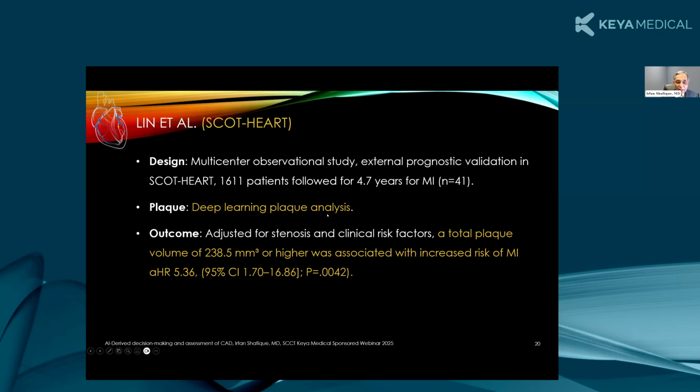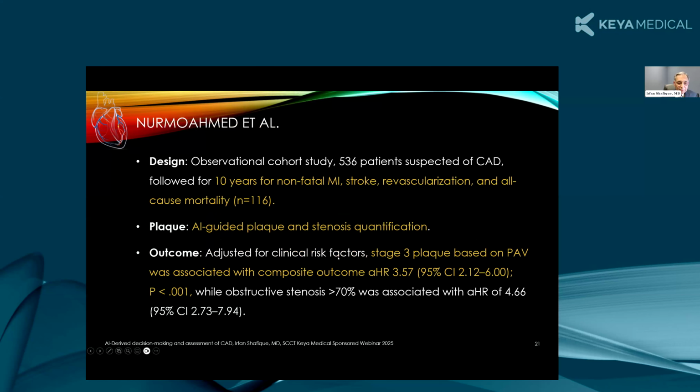The SCOT-HEART 2 study with deep learning plaque analysis showed that after you adjust for all the other factors, a total plaque volume of 238.5 cubic millimeters or higher was associated with increased risk of MI in these patients. Again, the plaque characterization is telling us something. AI-guided plaque and stenosis guideline is in a new study that was recently done by Nur Muhammad. He followed these cases for almost 10 years.